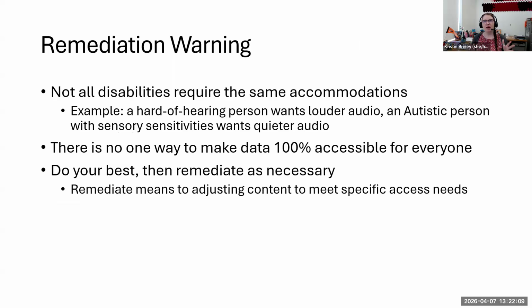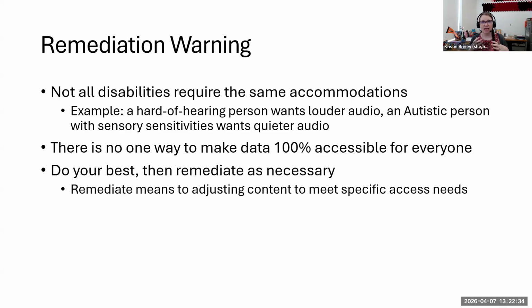The big thing I want to say before we get into the next step is there are a couple issues when we talk about data accessibility. The first issue is that data is not just going to be magically accessible and will never need to be touched again, because not all disabilities are the same. So a good example I have here is we have two disabilities. We have a hard of hearing person and an autistic person.